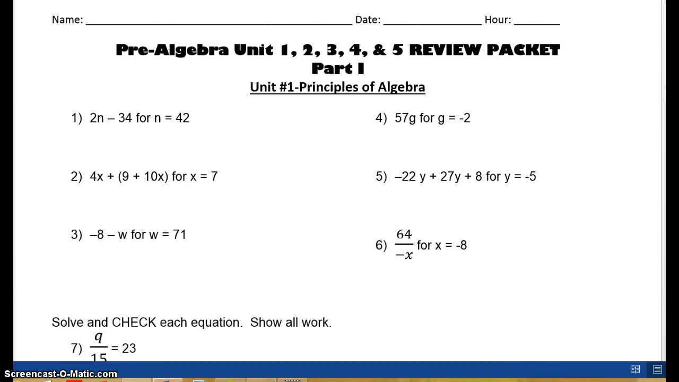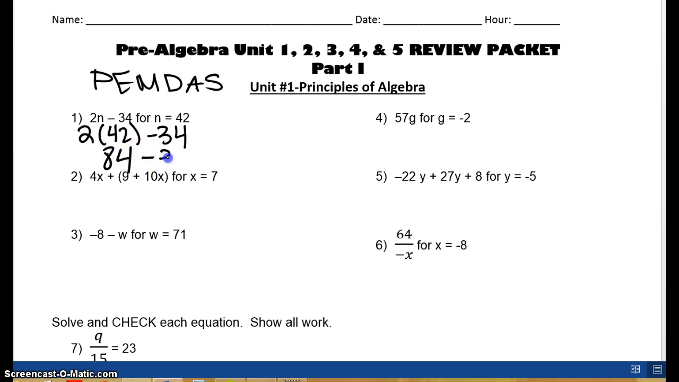So for number 1, it's 2n minus 34 for n equaling 42. So first what we're going to do is plug in our number that we're given. So 2 times 42 minus 34. Now we have to use our order of operations, our PEMDAS. So I'm going to write that up so we don't forget. And we first are going to multiply 42 and 2, and we end up getting 84 for that. And carry down that minus 34. So 84 minus 34 is 50. So our answer there should be 50.